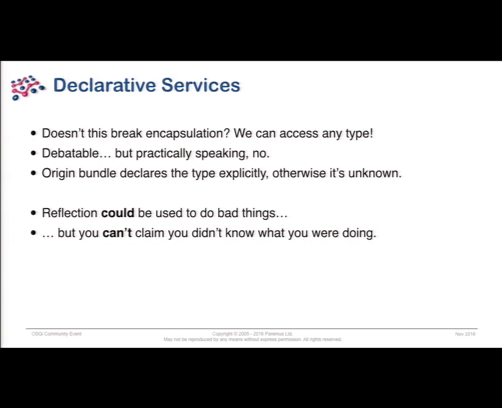So this reflection, this reflective access to a bundle is always possible at runtime. And yes, that could be used to do bad things. But if you do bad things like that, you can't go and claim that you didn't know what you were doing. Or you can't do it by accident, which is the big problem with uncontrolled dependencies.